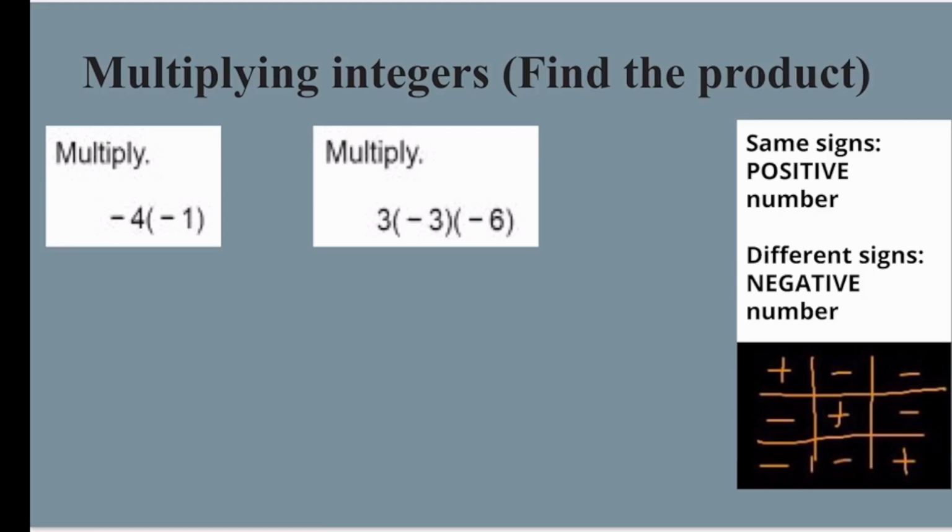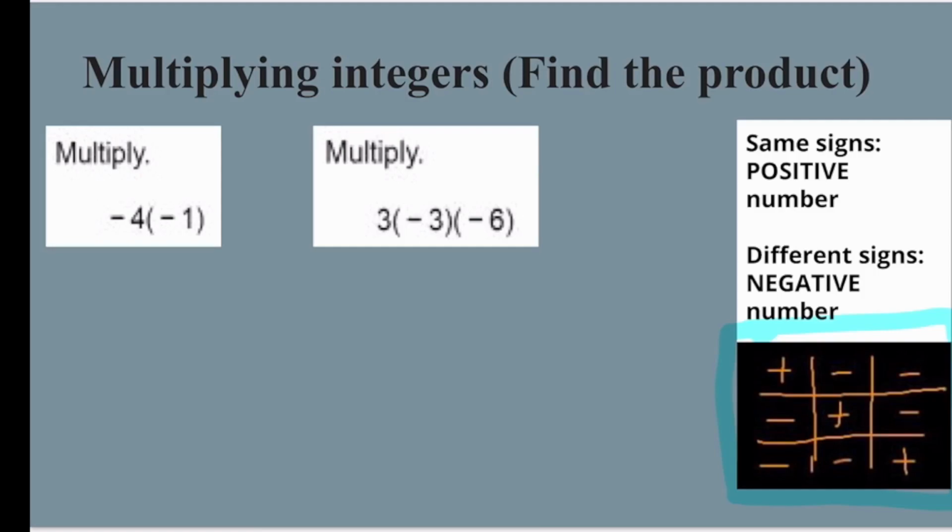I have under here a kind of tic-tac-toe method that I use. You can read this chart in any order: top to bottom, bottom to top, left to right, right to left, diagonal. It shows you the first number times the second number equals the third number in terms of signs. These rules also work for division.